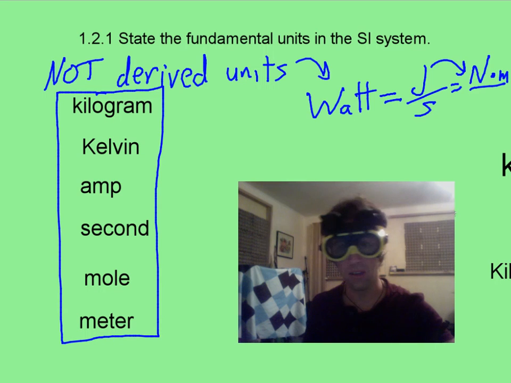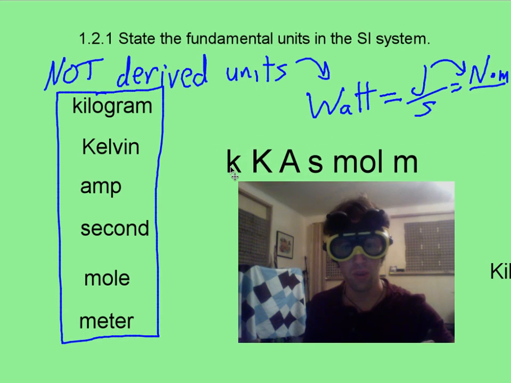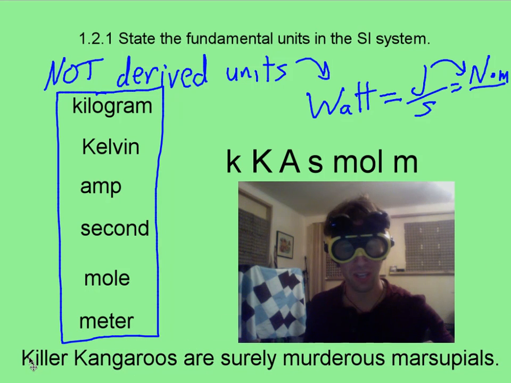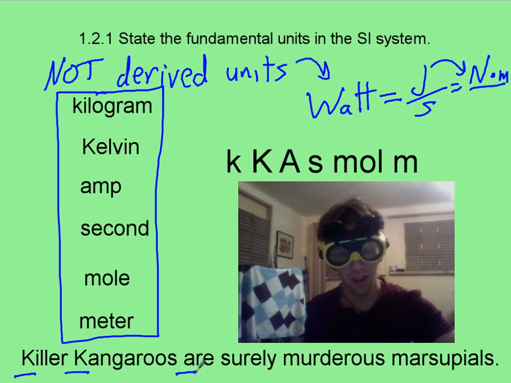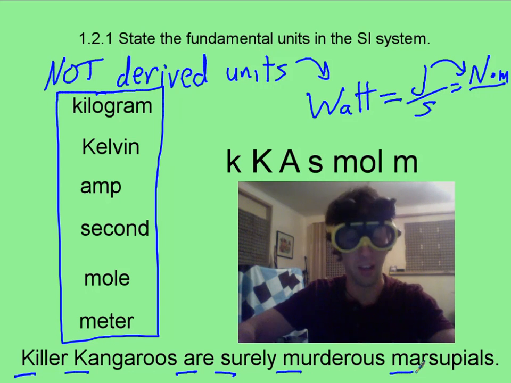And you can use the acronym to remember them, KKAS, mole M, pretend that's an M. And the mnemonic that you can use to remember them is that killer kangaroos are surely murderous marsupials. And then you can remember kilogram, Kelvin, amp, second, mole, meter. Everyone around the world knows that common phrase that I just made up.